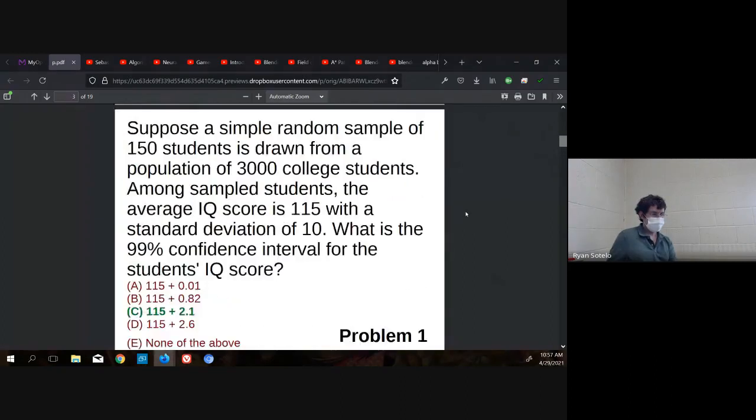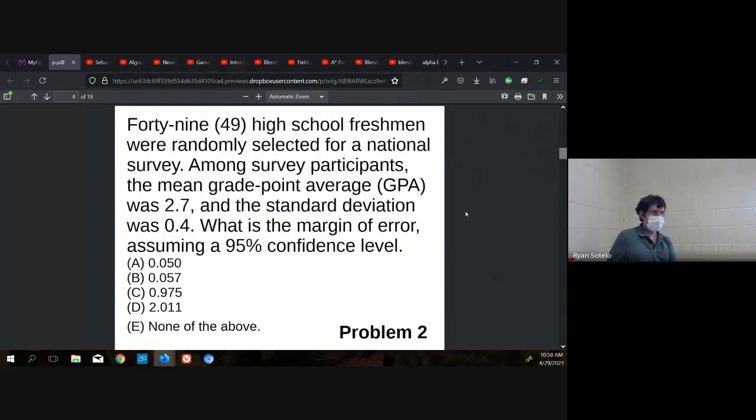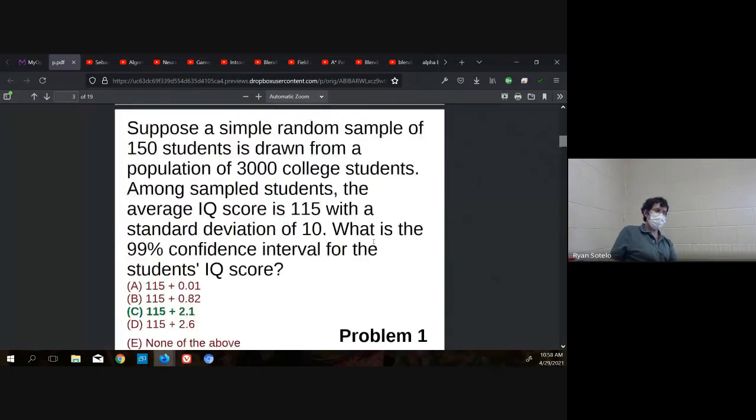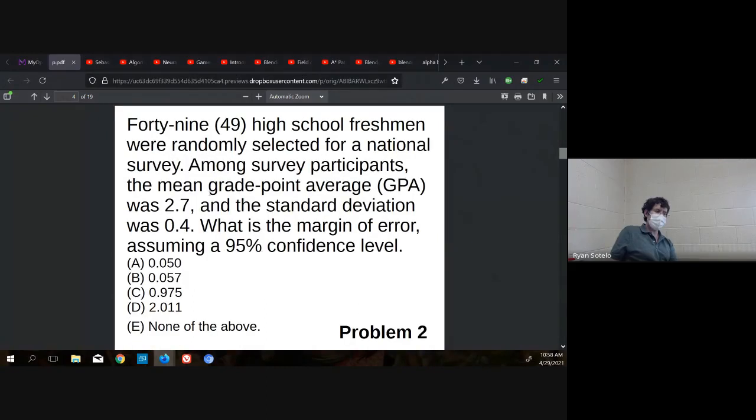115 plus or minus 2.1. All right, so up here, the margin of error was 2.1. Okay. So this is asking, what's the margin of error for this confidence interval?